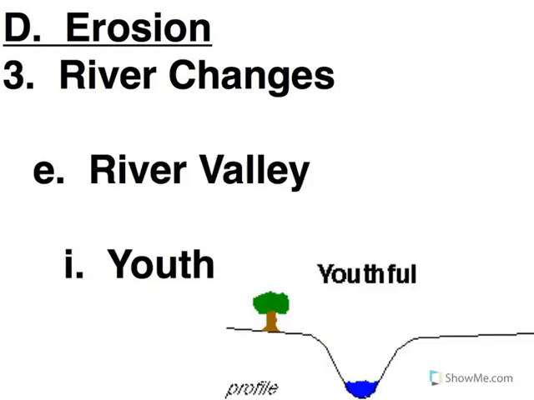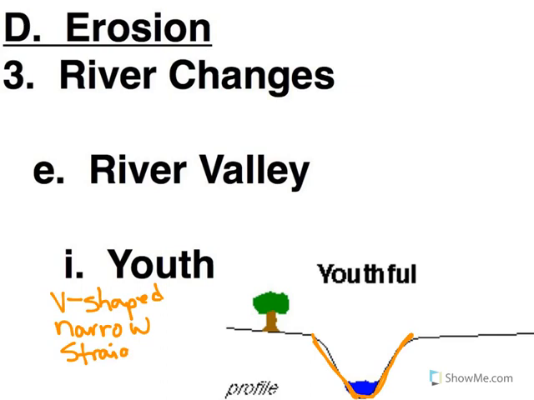When you have a youthful river, one of the things you'll notice is that it is V-shaped because it hasn't been eroded much. So you've got this nice little V shape to it. It's going to be narrow. It's going to flow fairly straight. It's not going to have much meandering associated with it.